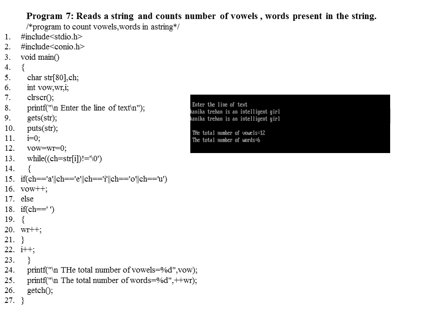After "is" also a space, after "an" also a space, after "intelligent" also a space. But after "girl" we will not get a space, we will get the null character. So our while loop will stop and it will not count the word girl of this line. So to consider the last word of the line, we are putting the increment operator in the printing of WR.